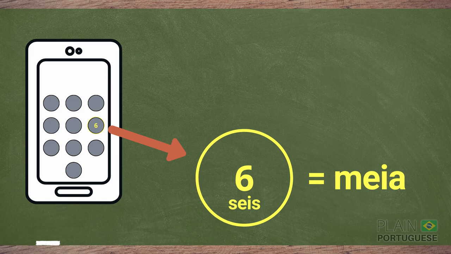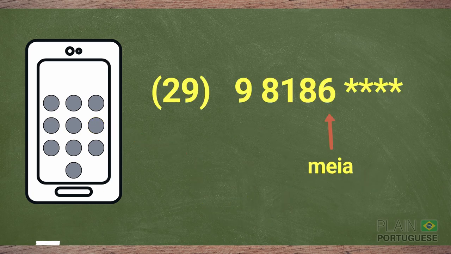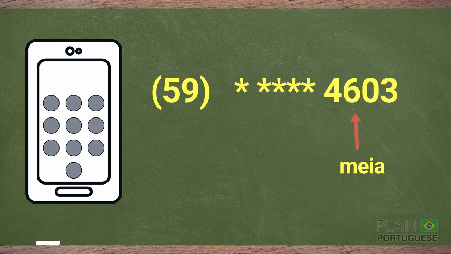For example, 29, 9, 81, 86, and the last 4 numbers. Another example, 59, the first 5 numbers, then 4603. This was today's tip.